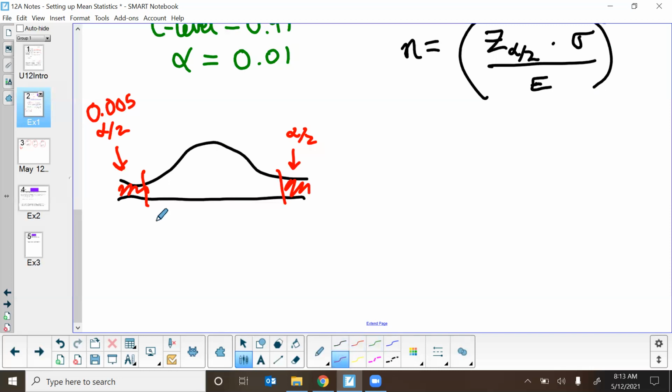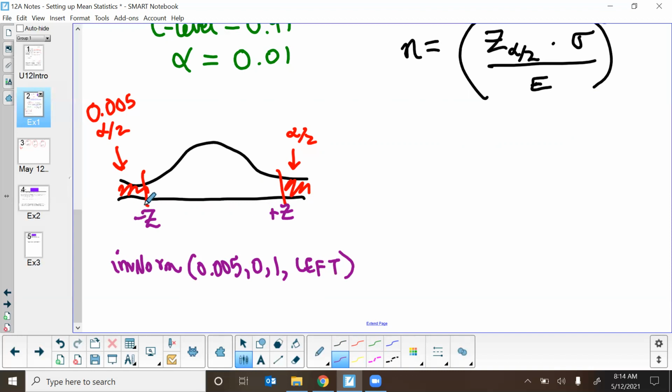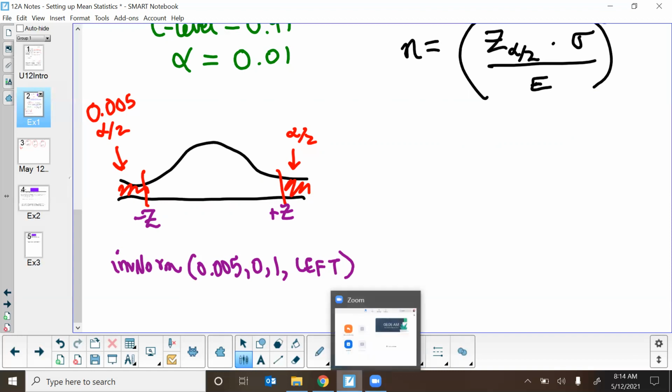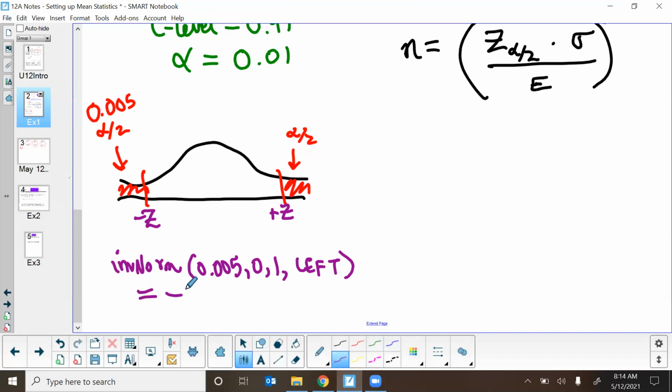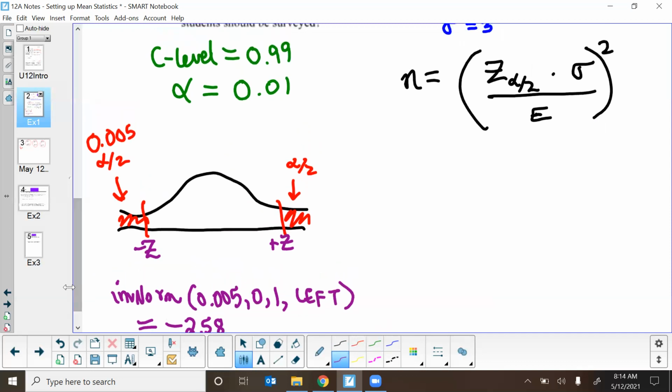And so the Z of alpha over 2, we're going to once again use inverse norm. And again, you can do inverse norm left or right. Inverse norm of 0.005 and then 0 and then 1. Left, if you did right, it would get you this score, which is the positive one. This one's negative. And once again, it doesn't matter because we're going to be squaring it. So I already calculated that, and it was negative 2.58. Remember, inverse norm is in your distribution menu. Second VARS is 3. So I will put negative 2.58.